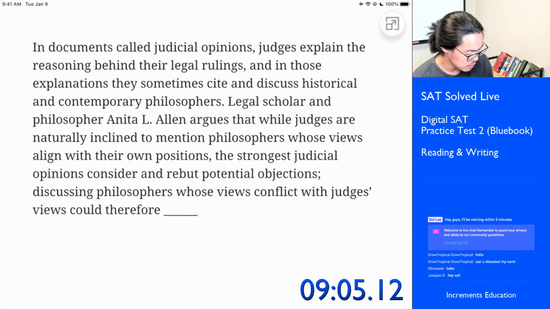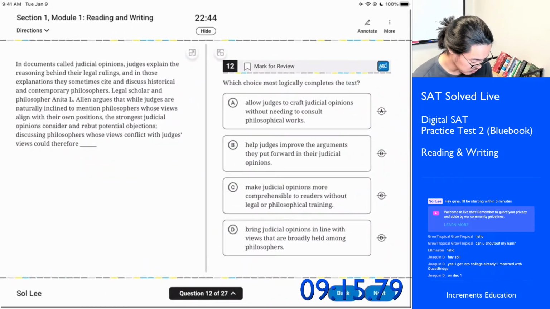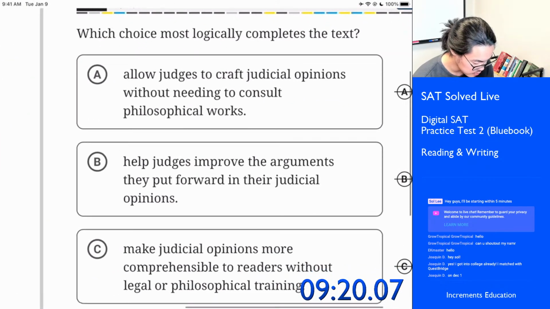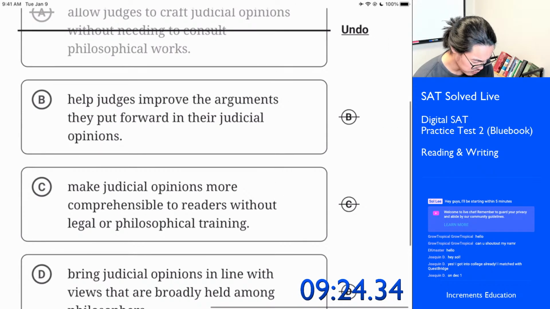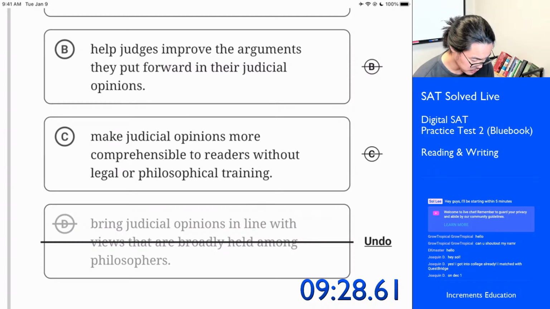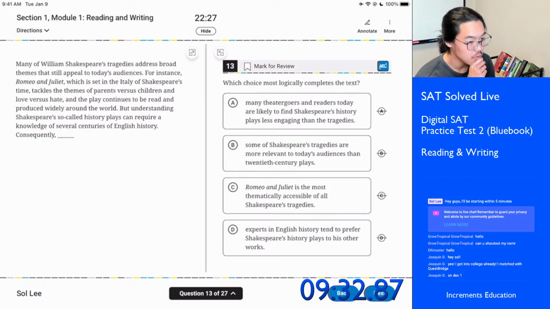While judges prefer to mention philosophers who align, the strongest opinions consider philosophers who conflict. Or so, yeah, could therefore lead to stronger opinions. Okay, stronger opinions. No, that's wrong. Improve the arguments, maybe. Comprehensibility, that's all off topic, so we're back to B. All right.